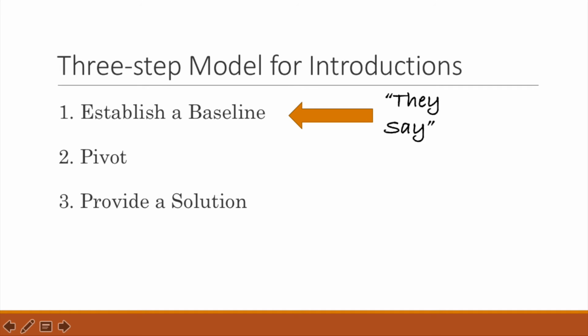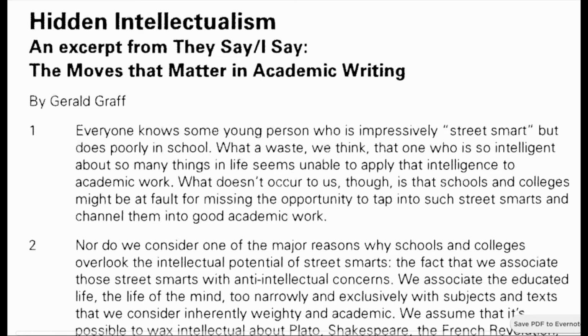All right. So take, for example, the essay Hidden Intellectualism by Gerald Graff, which is found in the back of your They Say, I Say book. Graff begins with, quote, "Everyone knows some young person who is impressively street smart but does poorly in school. What a waste, we think, that one who is so intelligent about so many things in life seems unable to apply that intelligence to academic work."